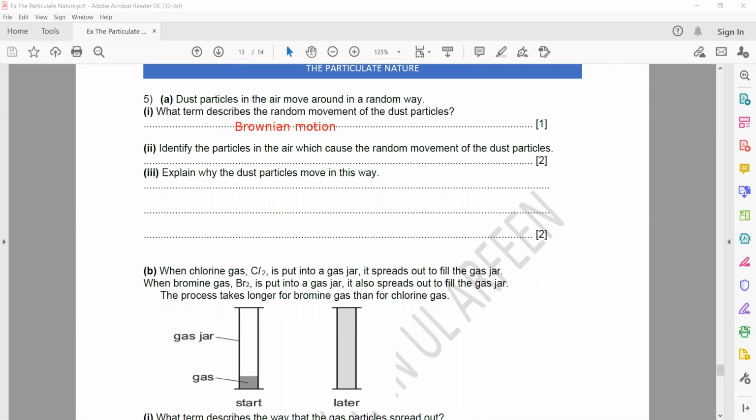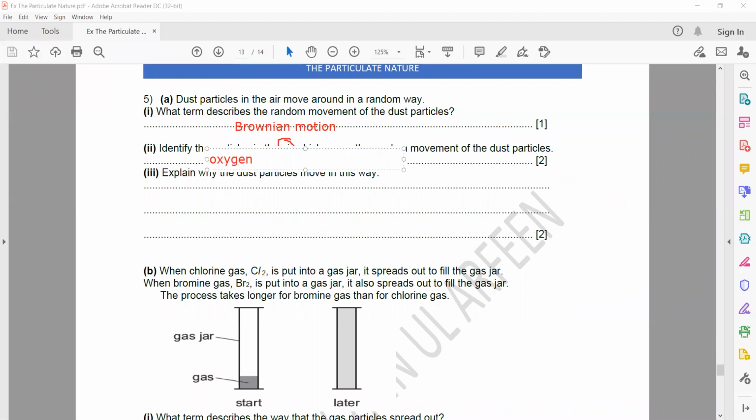Identify the particles in air which cause the random movement of the dust particle. Basically, what are the particles present in air? Air is a mixture of which gases? Air contains oxygen, nitrogen, carbon dioxide. So the question is to identify the particles in the air which cause a random motion. You only have to write two because it's worth 2 marks.